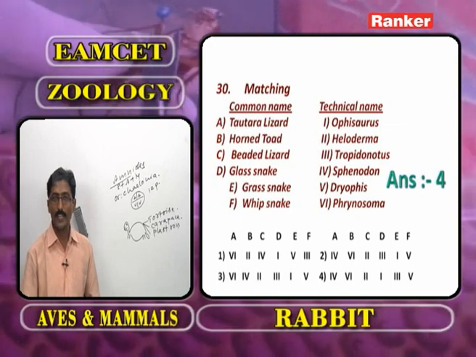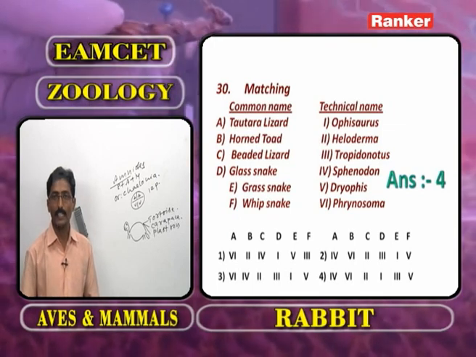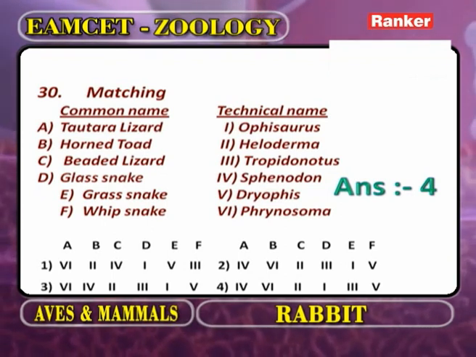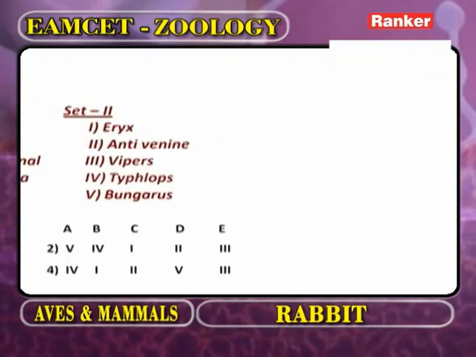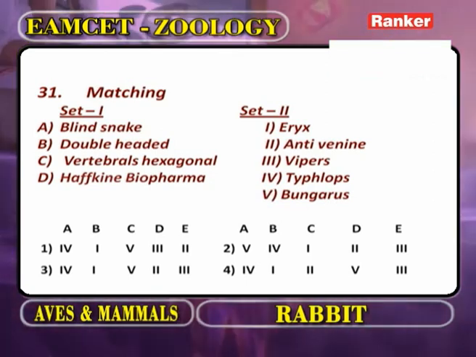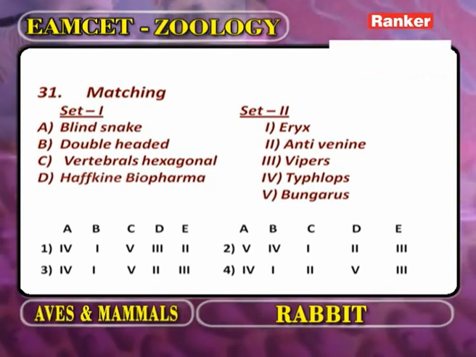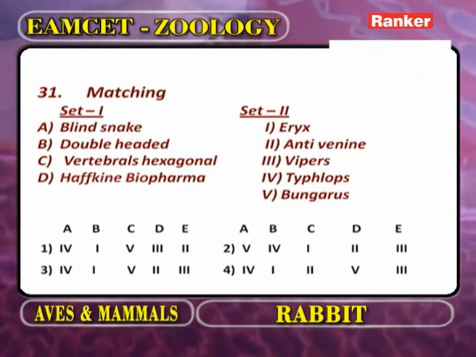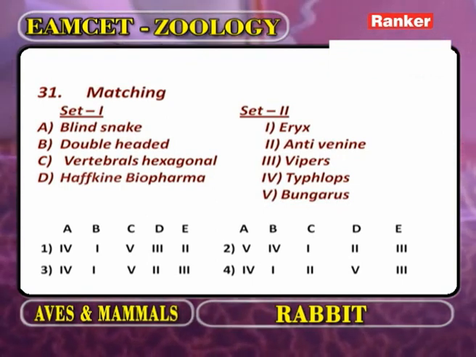Based on this information, what is the correct answer? That is the fourth one. Now we go for the next question. Again, what is the matching? Set 1: blind snake. Second one, double-headed snake. Third one, vertebrals hexagonal. Fourth one, Haffkine Biopharmaceuticals.